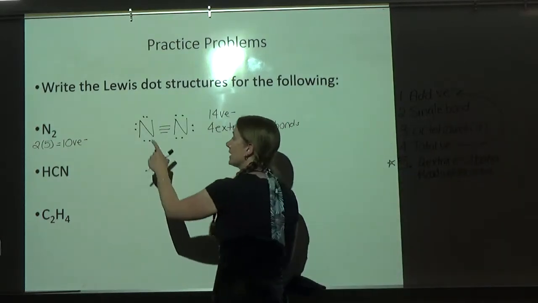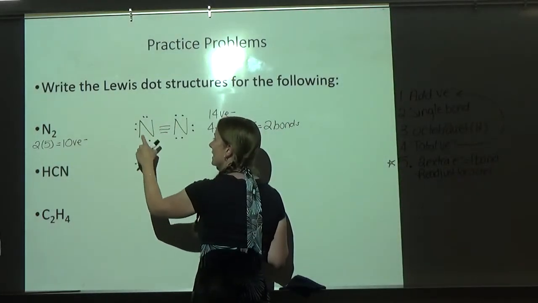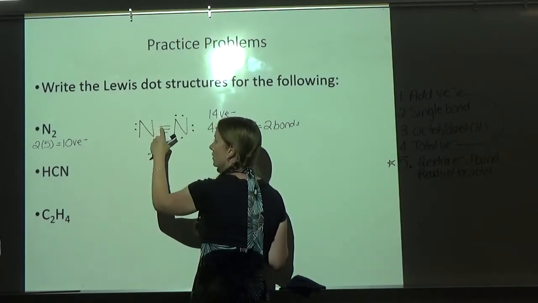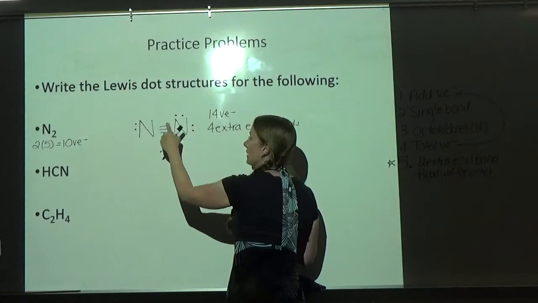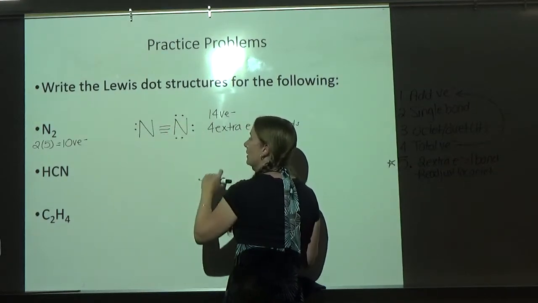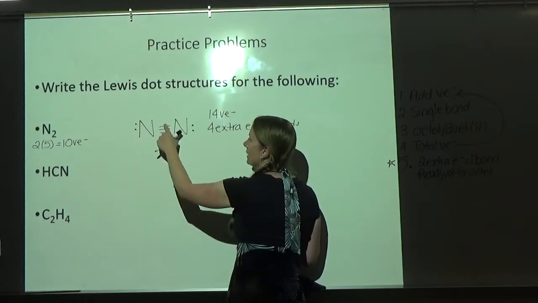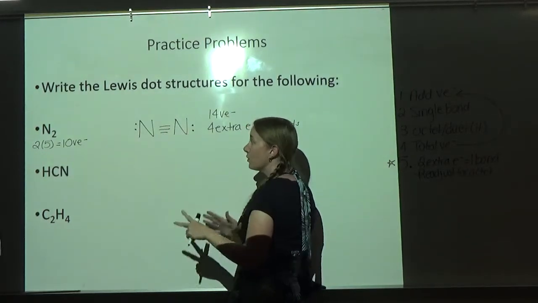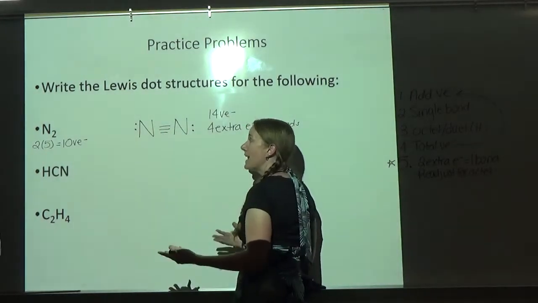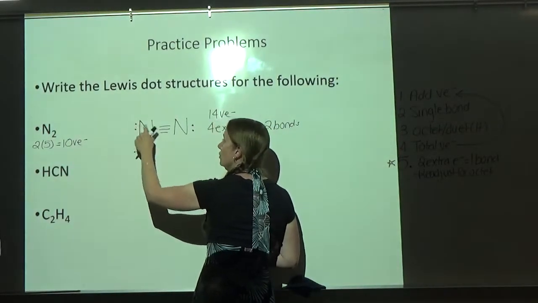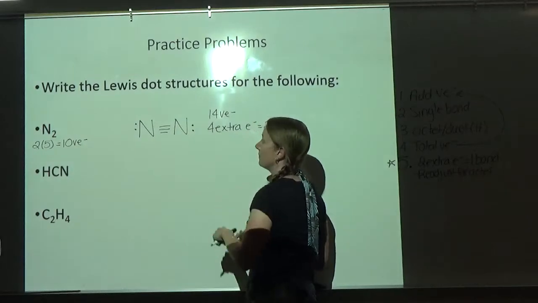Okay, so if I look, N has 2, 4, 6, 8, 10, 12. So I'm going to get rid of 4. So see, now it's down to 2, 4, 6, 8. This one has 2, 4, 6, 8, 10, 12. So I get rid of 2 pairs. And so now I'm down to 2, 4, 6, 8. So see, both of them are stable. So now I can recheck my total. Remember, I'm allowed to have 10: 2, 4, 6, 8, 10.